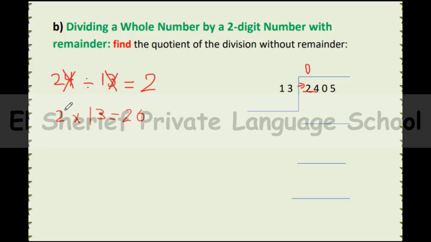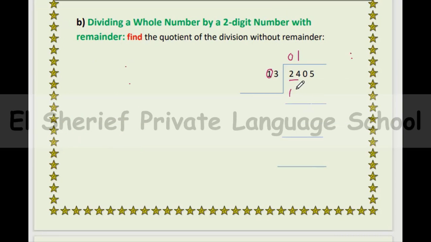So choose the number less than 2. So 1 times 13 equals 13. And 24 is between 26 and 13. So in the quotient, we write 1. Okay, so here we write 1, and 1 times 13 equals 13. Write 13 and put minus.